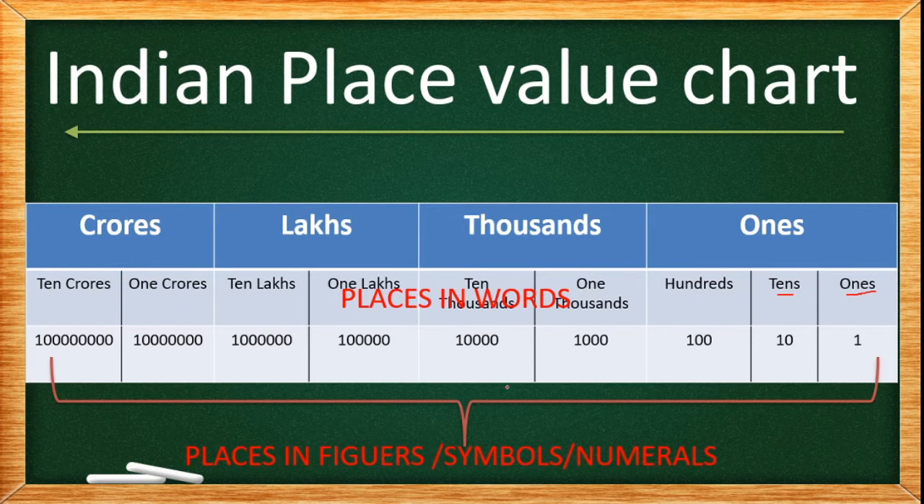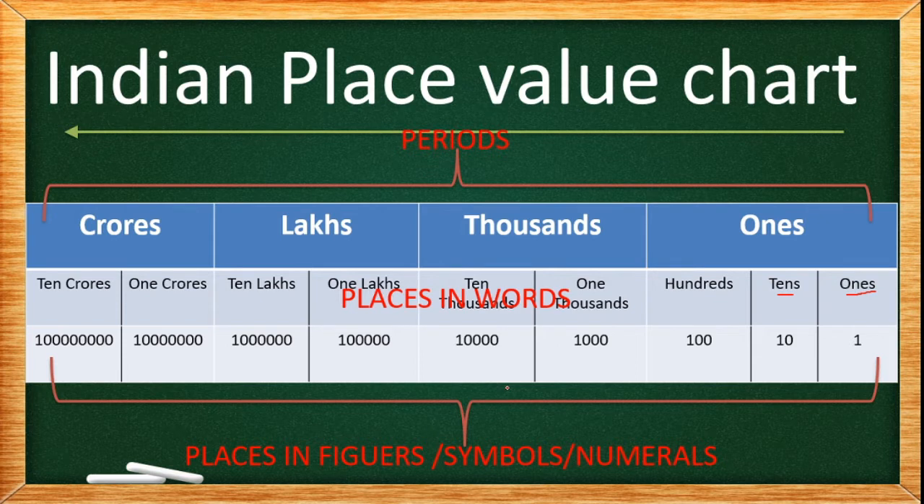What is meant by numerals? I have already explained it in the previous video, so please have a look at it. And the first row shows the periods. So what is meant by periods? I will explain it later.